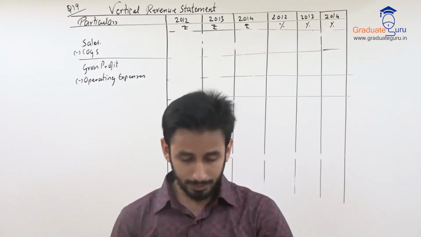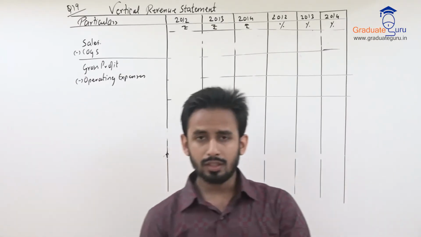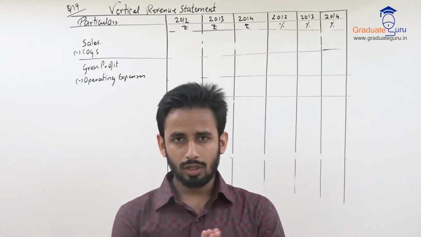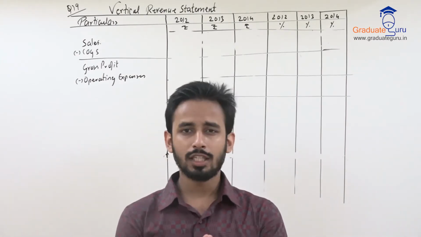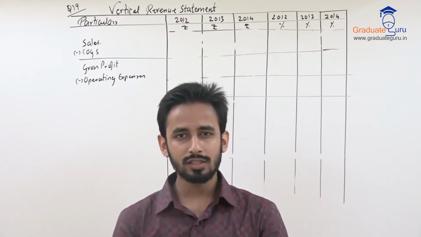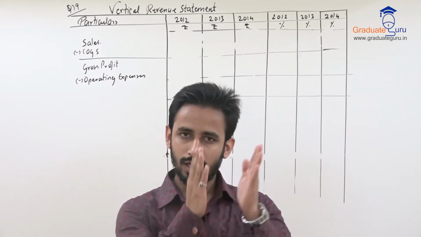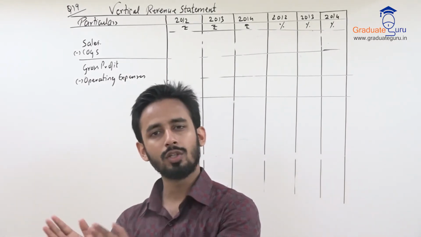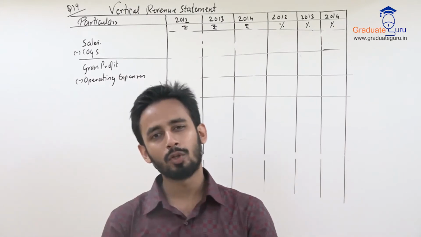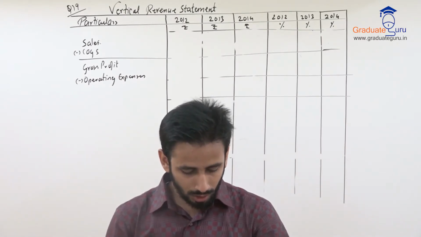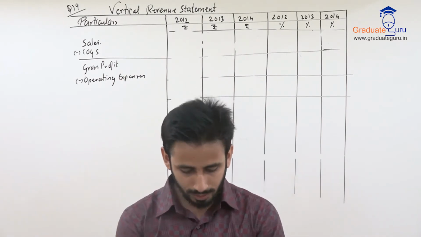Question number 20, the next one. Achha, you remember one question we did where amounts were also given in the balance sheet and the percentage also was given. It is the same question where the vertical revenue statement is given to you. Amount is given for one year, the trend is given, the percentage is given, and the third one again has the amount given. A very basic question where you just have to cross multiply and get the answers.